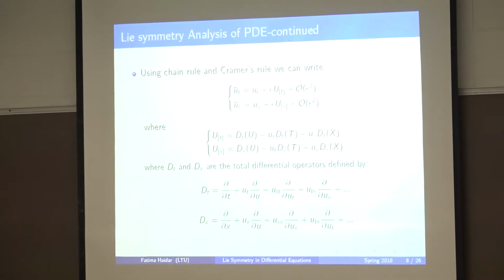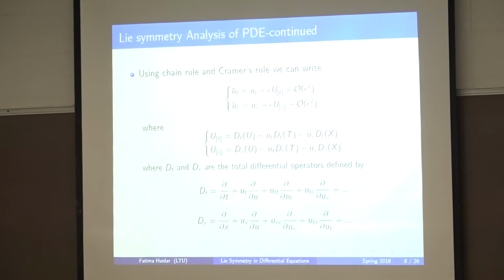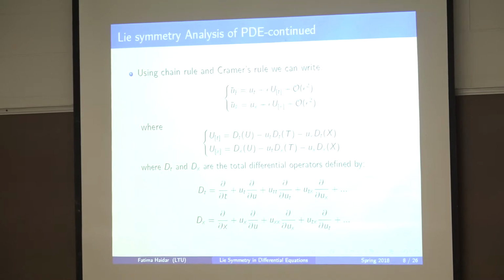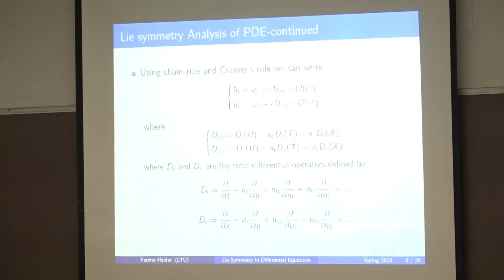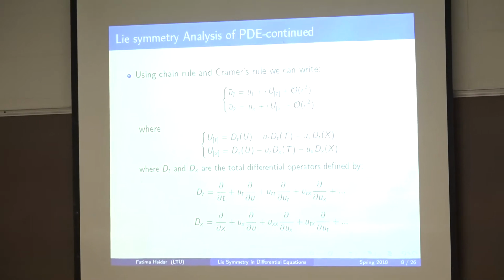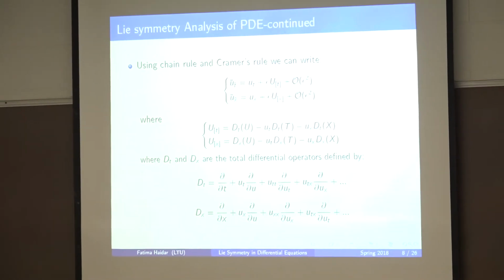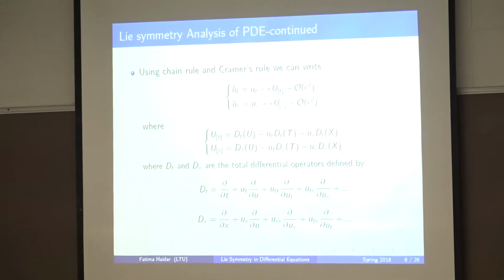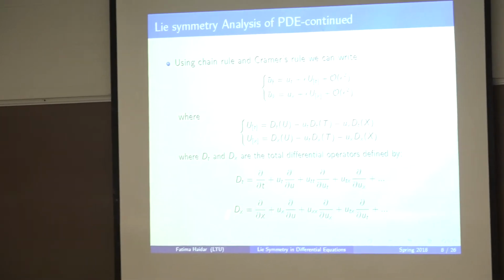Then using chain rule and Cramer's rule, we get two expressions for u bar_t and u bar_x. And then we have here big U, t bracket, u_x bracket, which are the differential operators. Then D_t and D_x are the total differential operators, which are given by these equations, which are partial derivative expressions. Then we're going to find the Lie's invariance condition.